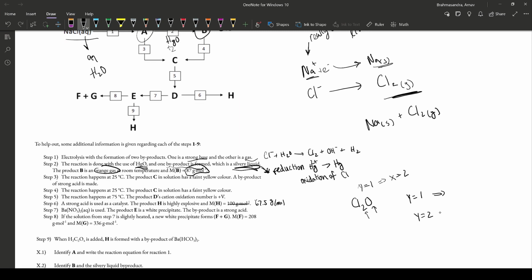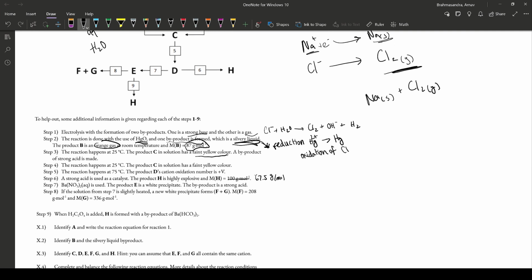Okay, now let's look at our step 3. Let me just erase this again. With step 3, it says that the reaction happens at 25 degrees Celsius. The product C in solution has a faint yellow color. A byproduct of strong acid is made. So we have that the product C is a faint yellow color, and that a strong acid is made.